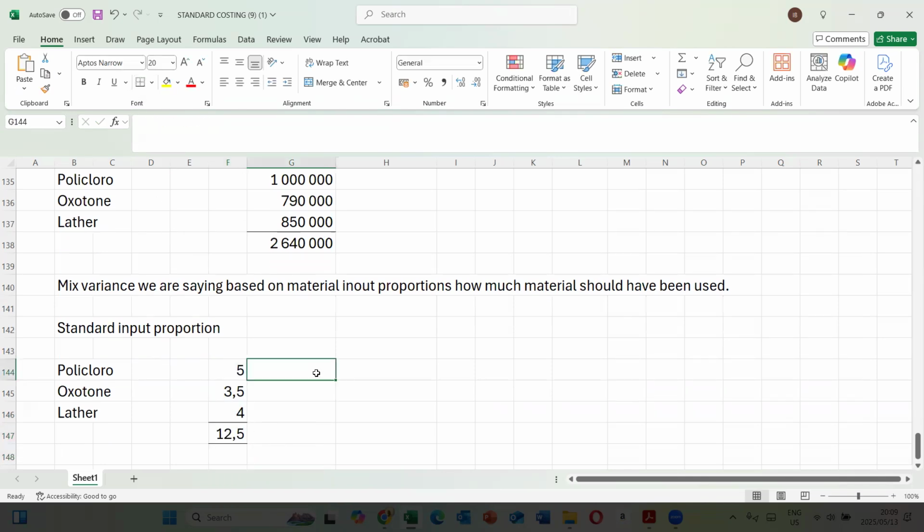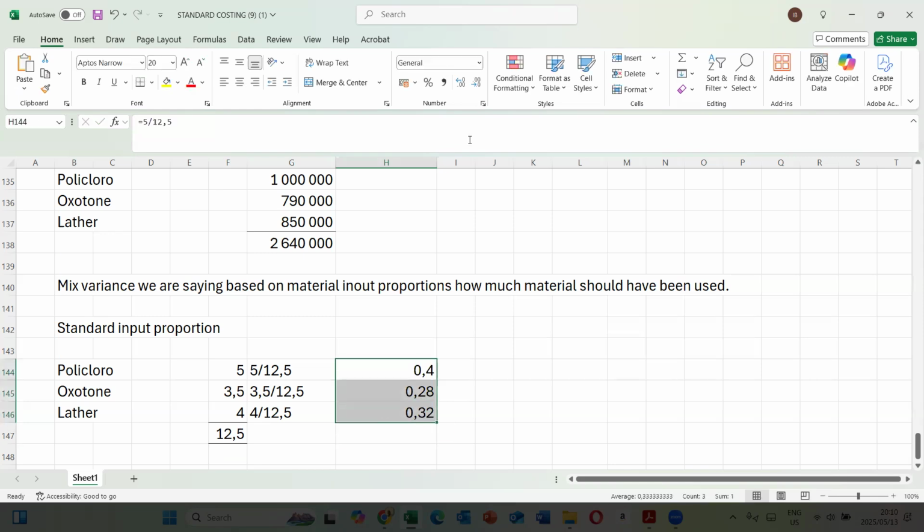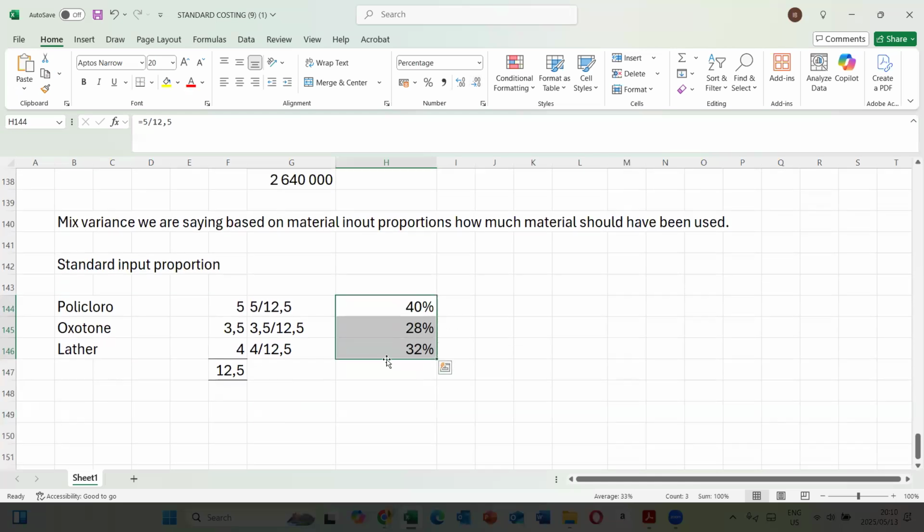So we can just take 5 out of 12.5, then 3.5 out of 12.5, and then 4 out of 12.5. So here we're going to have 5 divided by 12.5, and we can convert it to percentage. Then 3.5 divided by 12.5, then 4 out of 12.5. So in percentage terms, someone can choose to work with the decimals, that's fine. In this case, the standard proportions are this.